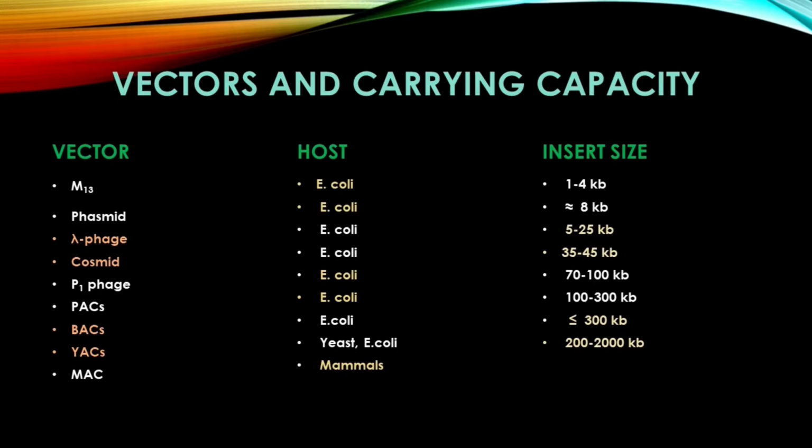Then for these other vectors, mostly the host is E. coli and the insert size varies from 35 kilobase pairs to 45 kilobase pairs, or it can vary up to 2000 kilobase pairs. And the host can be yeast, E. coli or mammals. It varies according to the vector.